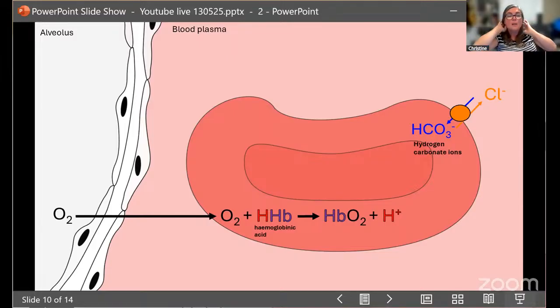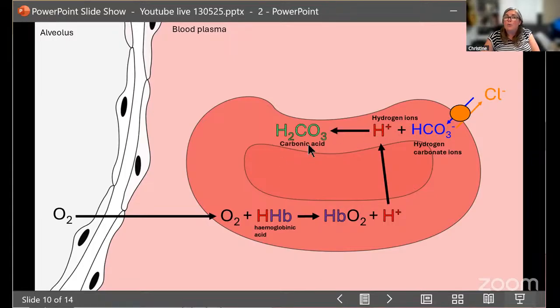So because we're up at the lungs, we are doing what's known as the reverse chloride shift, because what's going to happen is that hydrogen ion and the hydrogen carbonate ion are going to come together to form carbonic acid. That can then be converted to carbon dioxide and water molecules, and the carbon dioxide can diffuse out.